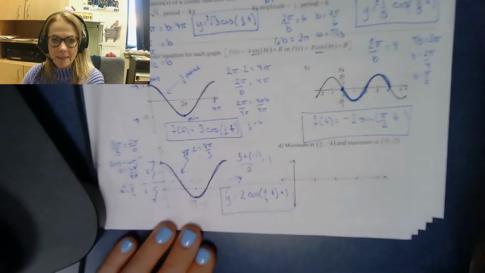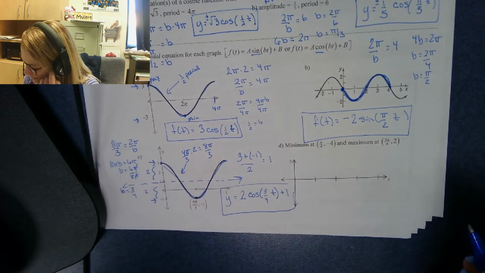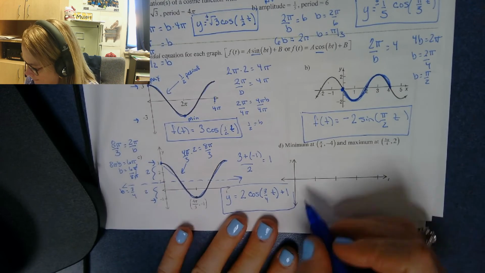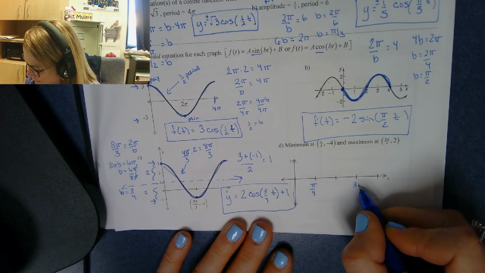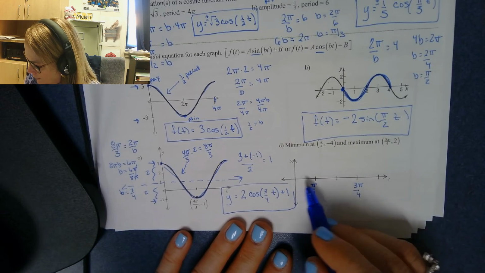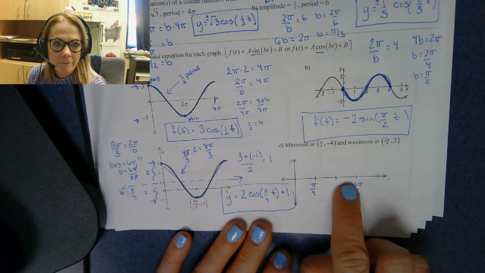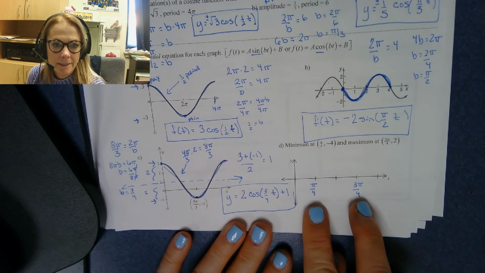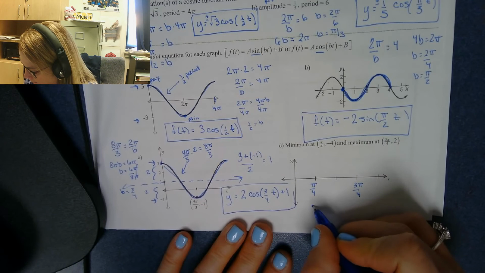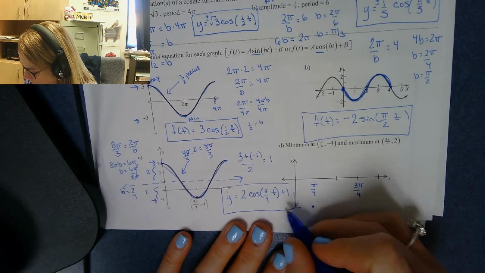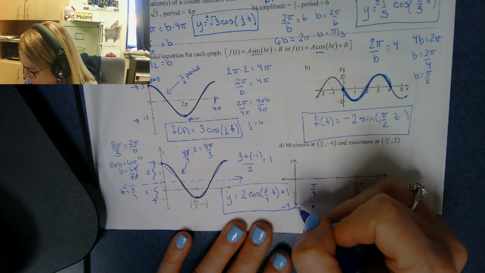Okay, next one, last one on this little bit. Minimum at pi/4, -4, and maximum at 3pi/4. So this is going to be half a period. I want to skip over this point. Here's our 1, 2, 3, 4, 5. So max and a min, I want to skip over that so that I can get half a period. Okay, so minimum at -4 and maximum at 2.